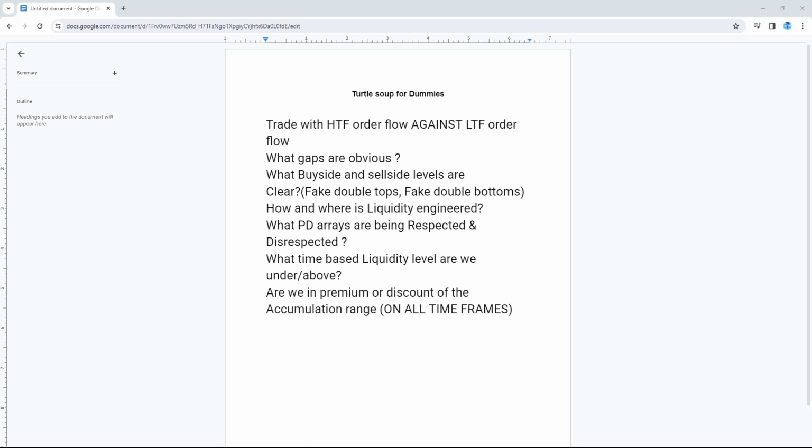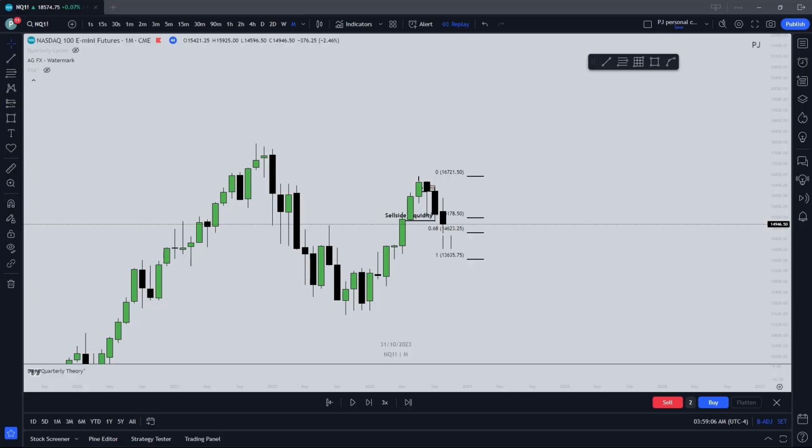All right, and when I say that, it could be a high time frame range. That's just a monthly range that we're still within. It could be a weekly time frame range, a daily time frame range, 4 hour, 1 hour, sometimes even a 15-minute range. All right. So we're going to go ahead and go to the chart with keeping all of these questions in mind. Alrighty. Okay.